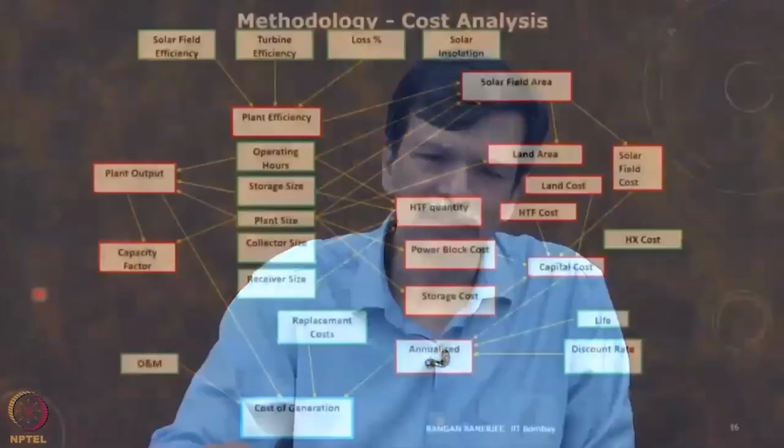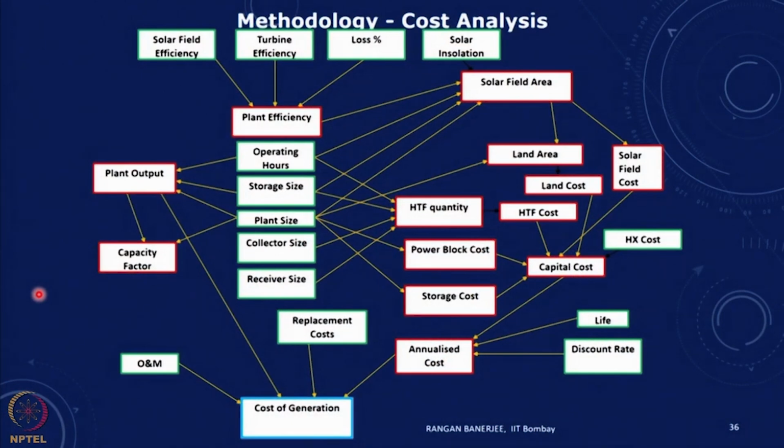For instance, if this is the cost of generation from a solar thermal power plant, you can see that we are talking about the field, the efficiency, technical parameters, the plant output, which will depend on the insolation, the solar field cost, capital cost, storage cost, annualized cost, replacement cost, and discount rate. All these parameters, and in many of these cases there are ranges of values, so we can do a sensitivity analysis and do the calculation for this.